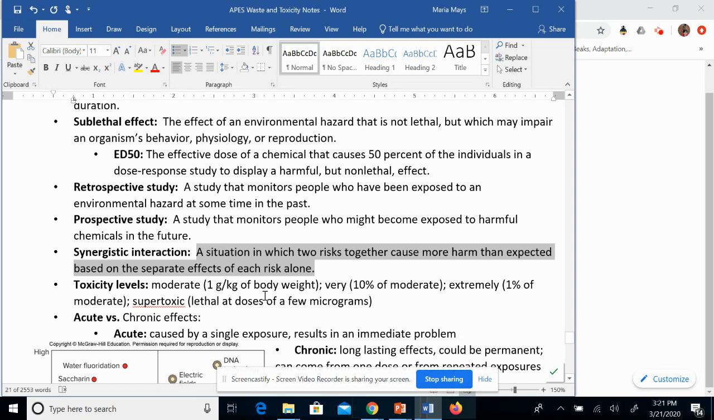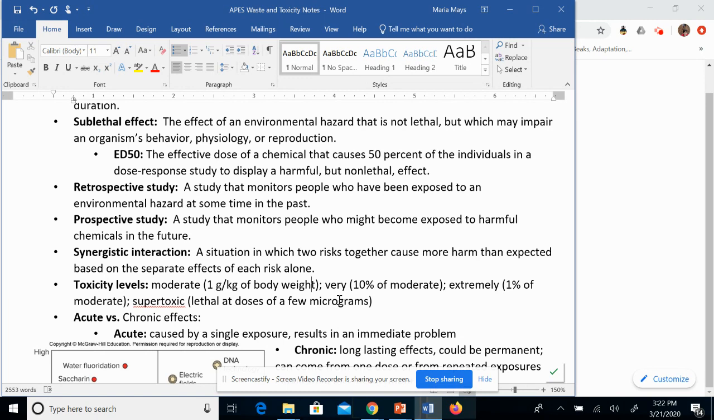Toxicity levels, typically we consider something moderate if you would have to have 1 gram per kilogram of body weight. Very toxic is 10% of that moderate dose, which means smaller doses are very toxic. And then extremely toxic would be 1% of that moderate dosage level. Super toxic is lethal at doses of a few micrograms. So something that is super toxic is one of those things that is touted as the most toxic substance on earth, like blue-ringed octopus stings or something like that.